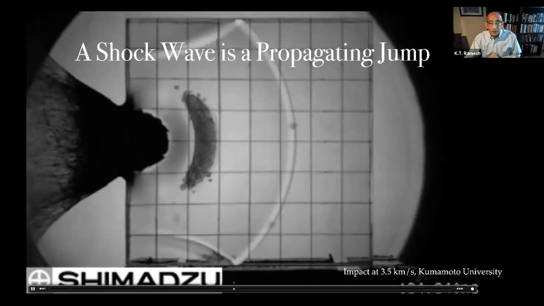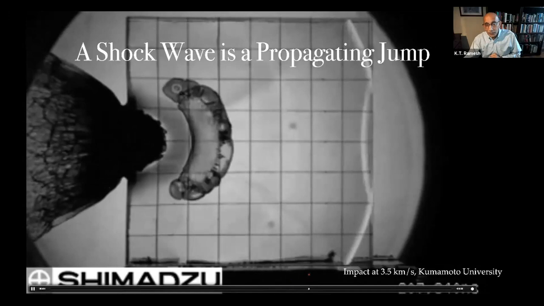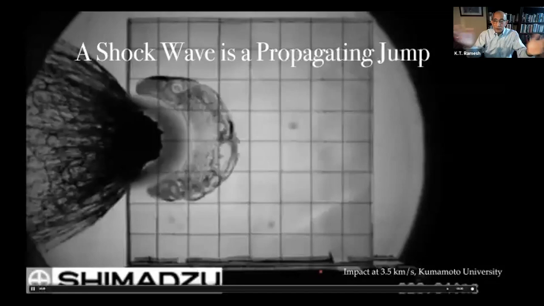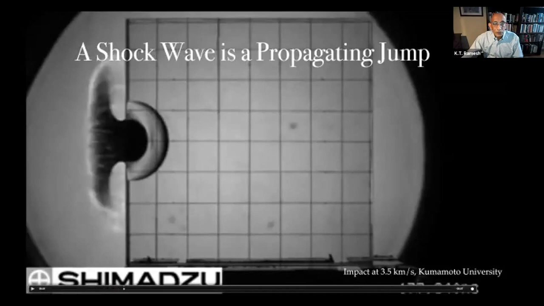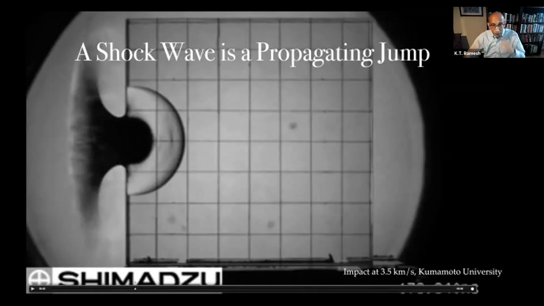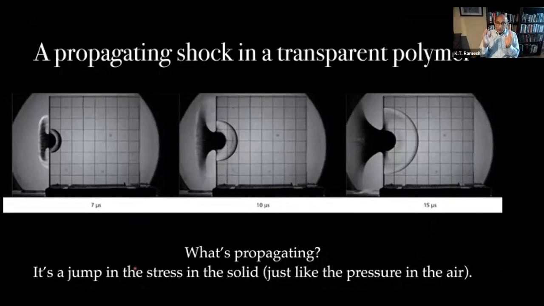The wave keeps going, it reflects from the back surface, reflects again, comes through. And the rest of the time, you just see the waves move back and forth. The shock was only in that very early stage when I was about here. This is a shock wave now, where you see that big change in the color, in the grayscale, right? That's where you have this jump in the pressure, or in this case, the stress inside the solid. All right. So a shock wave is a propagating jump, moves at a certain speed.